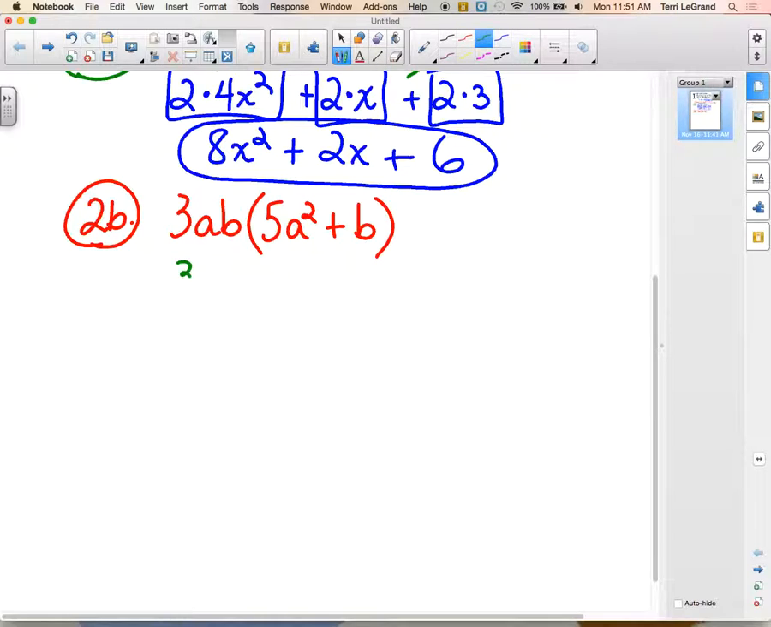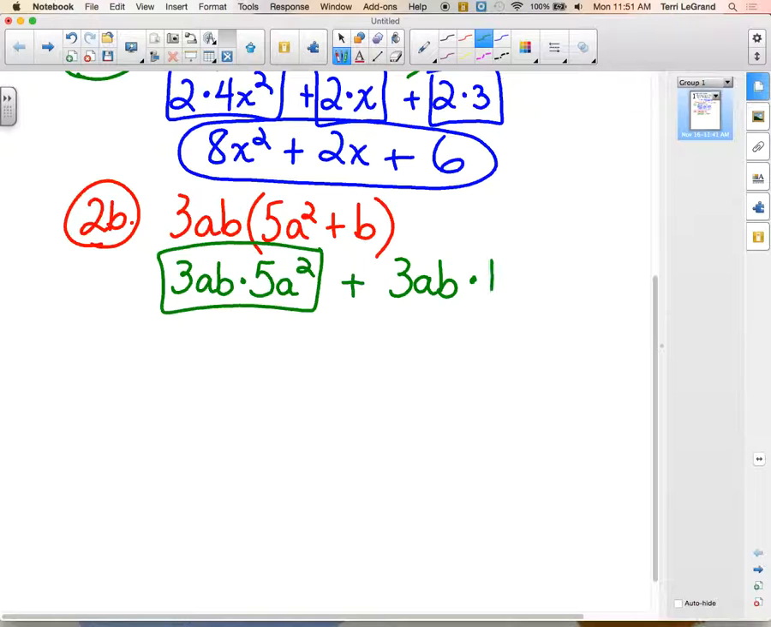So we're going to have 3ab, and that's all we're going to do right here is just show that we're going to take 3ab times 5a squared. That's our first multiplication. And our other multiplication is that 3ab again, our monomial, times the other term of our binomial, b. So there's our 2 multiplications.